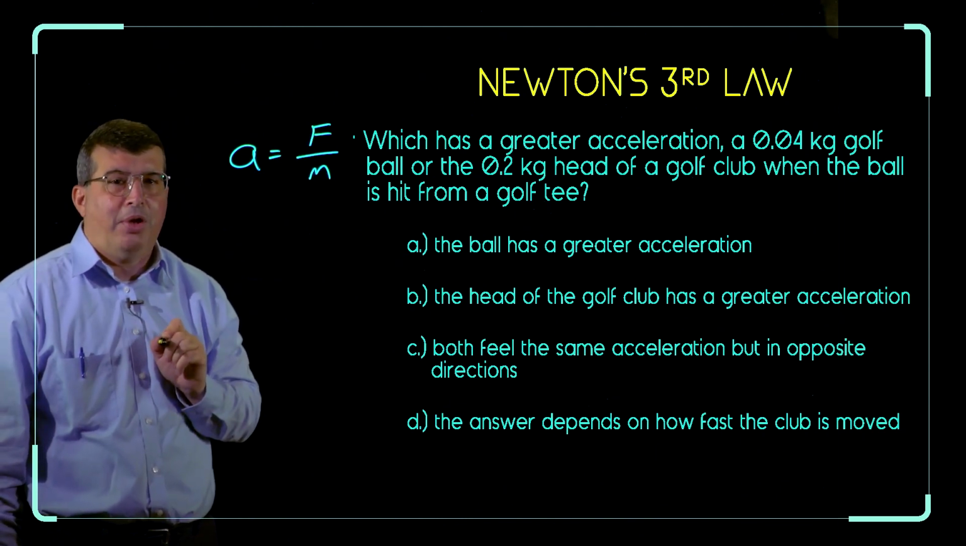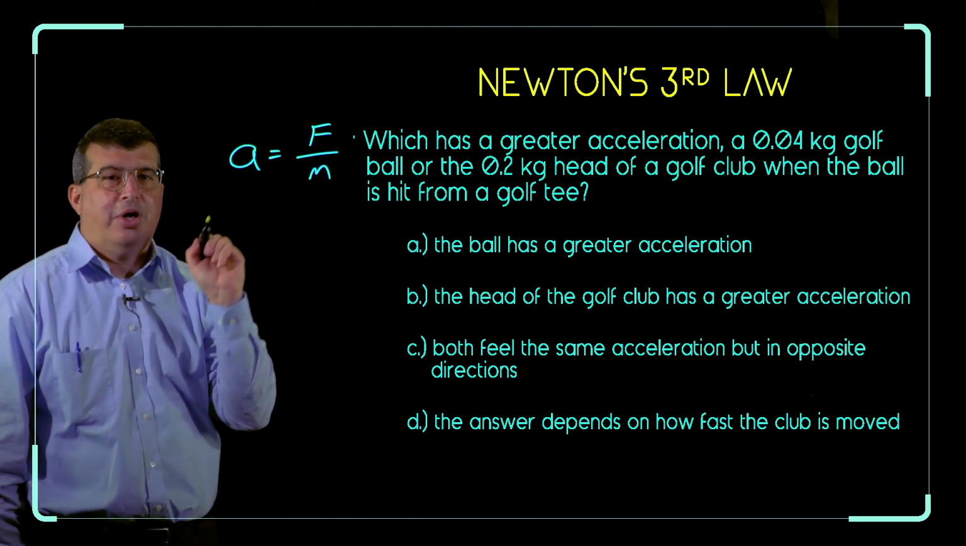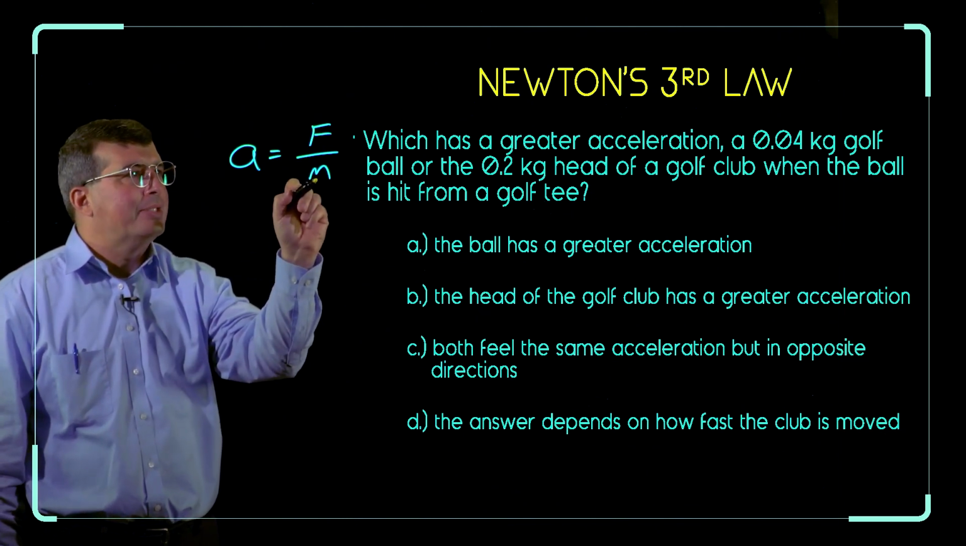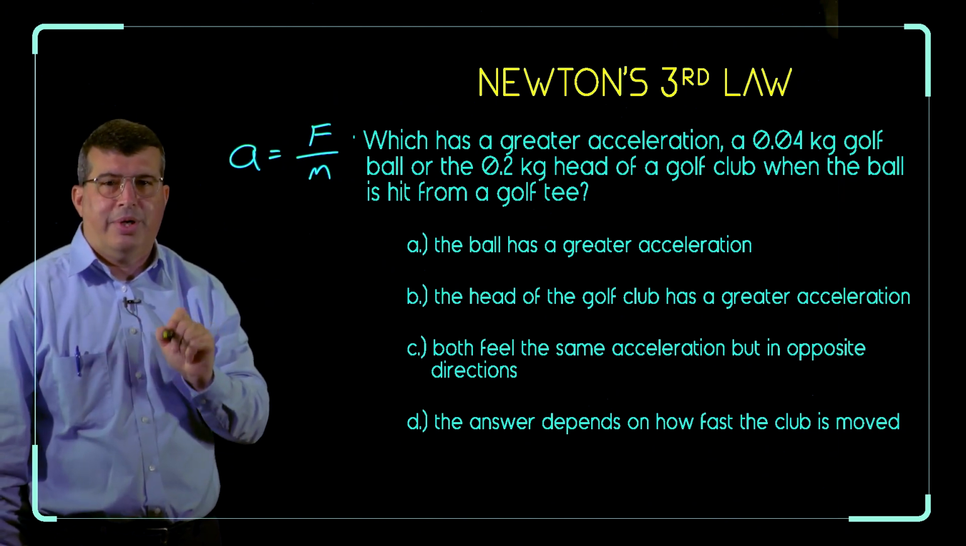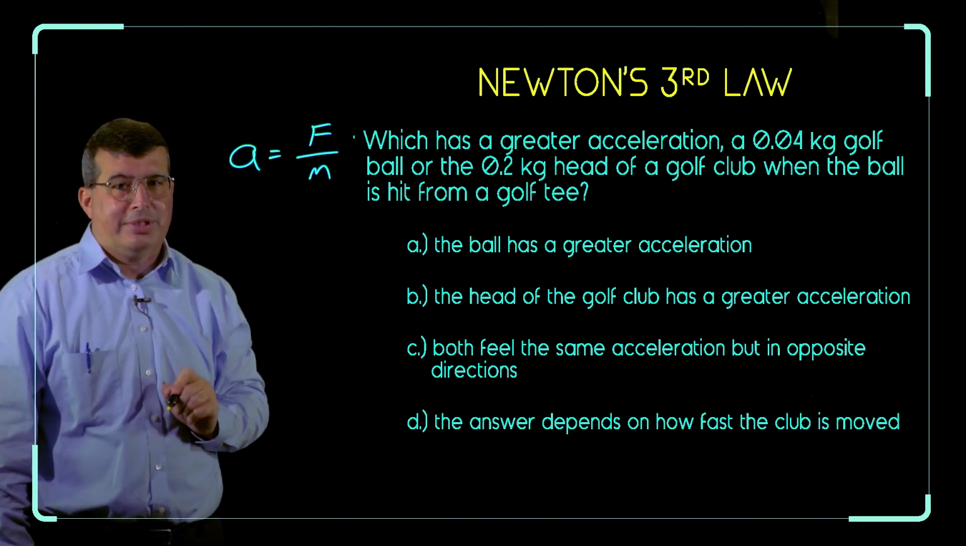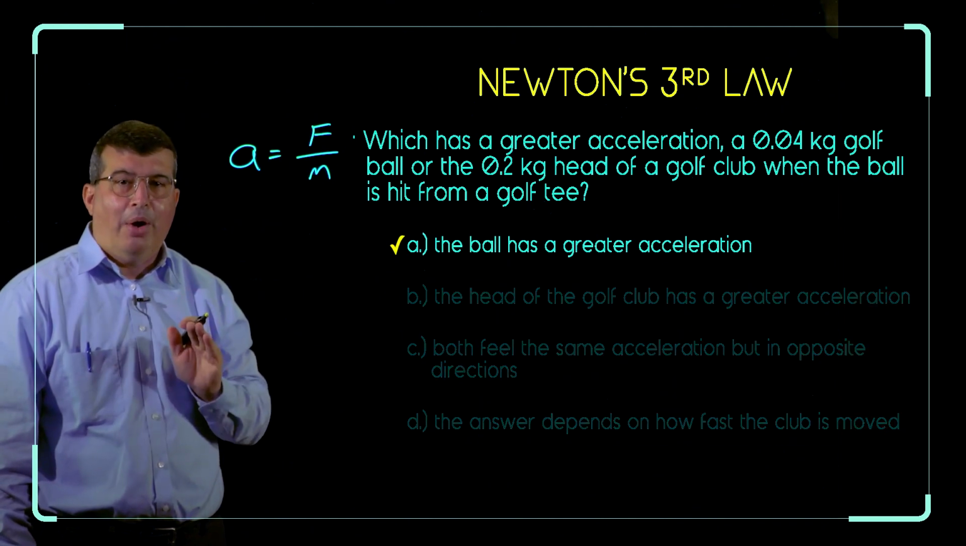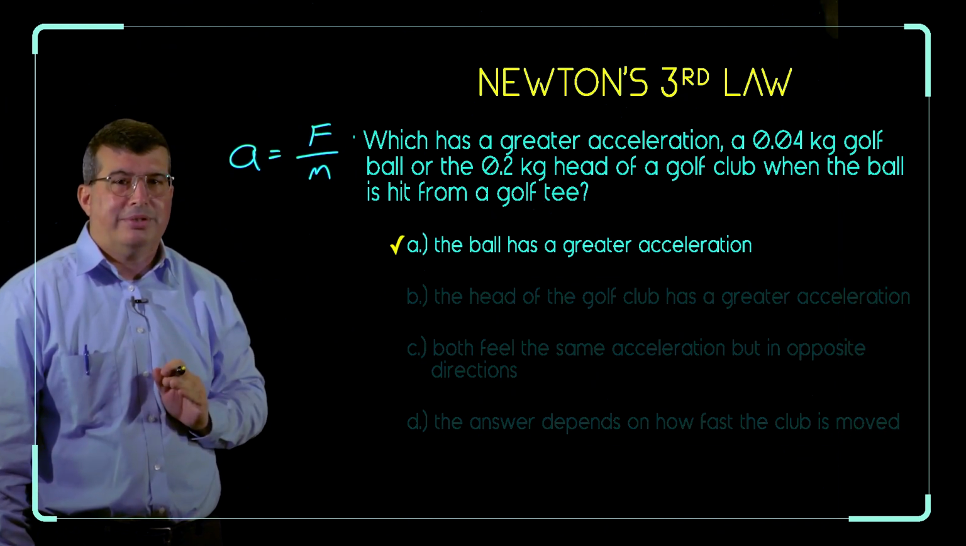So which one has a smaller mass? The golf ball. So the golf ball has the smaller mass with the same force, so the golf ball has the greater acceleration. So the correct answer this time is A, the ball has a greater acceleration.